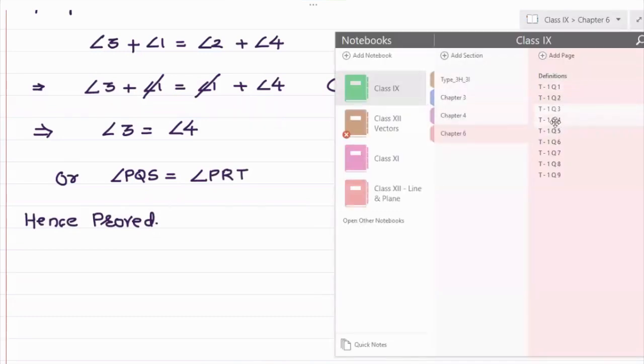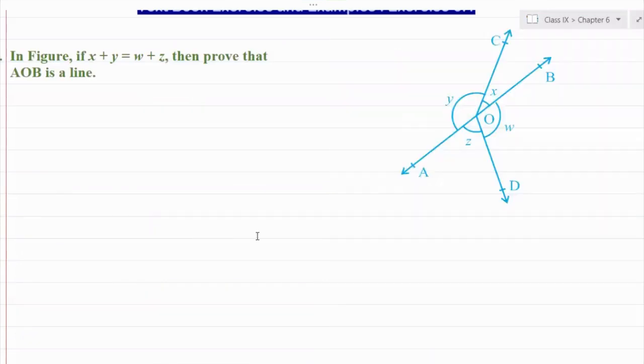In the fourth question, see what is given. As you can see, the figure is in front of you. They are saying that x plus y is equal to w plus z. Then prove that AOB is a line. See, students, if you want to prove that a given object is a line, for example, suppose I say this is a line given to me, but mathematically it is not stated anywhere that it is a line. Suppose I say this object, AOB, and we want to prove that this one is a line.